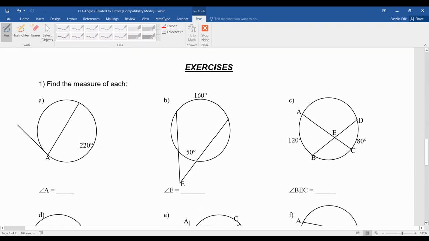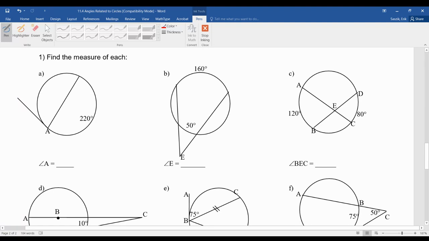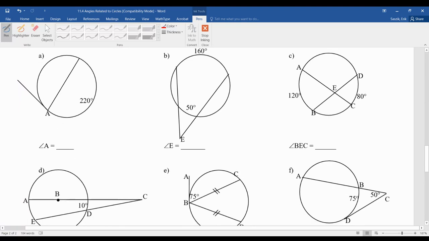So here's some exercises. If you want to try to do these first 6 problems, A, B, C, all the way through F, do it first. They're pretty quick, kind of feel good problems, no big deal. Remember, I'm going to do them right now, but if you want to try them first. If this is 220, this would have to be 140. Angle A is a tangent chord, so it has to be half. Angle E is on the outside, so it's half of the difference. So 160 minus 50 is 110 divided by 2.